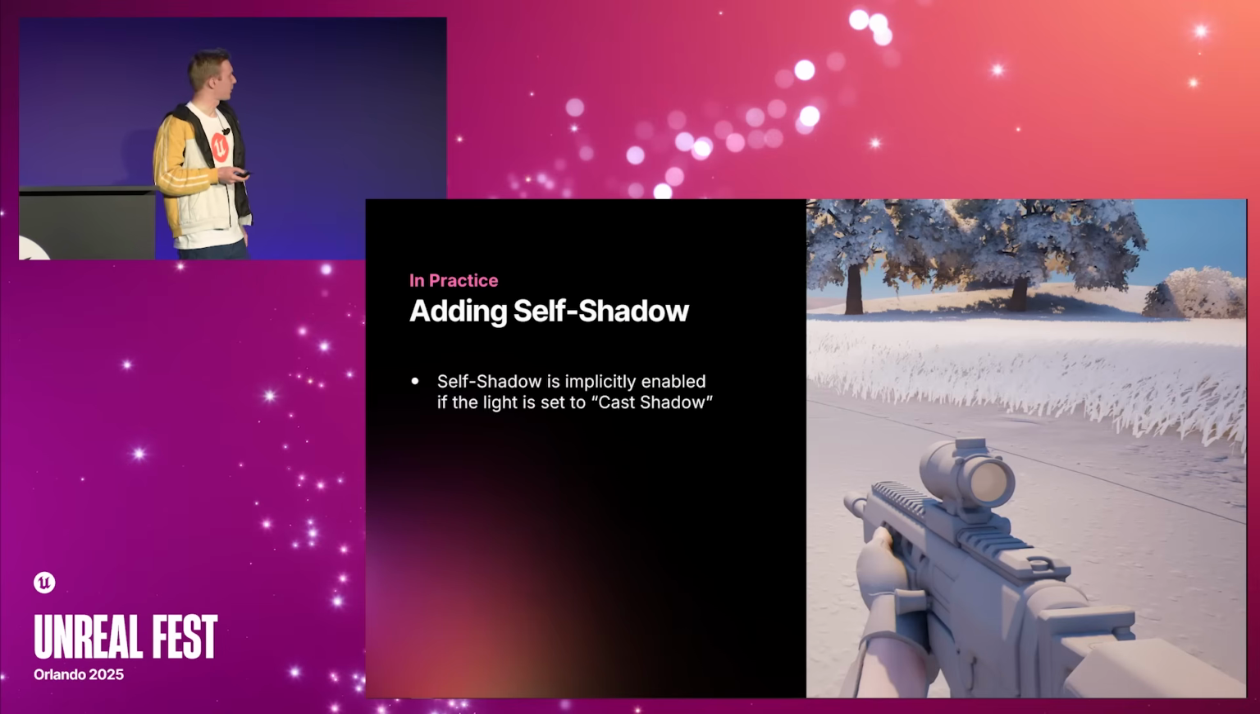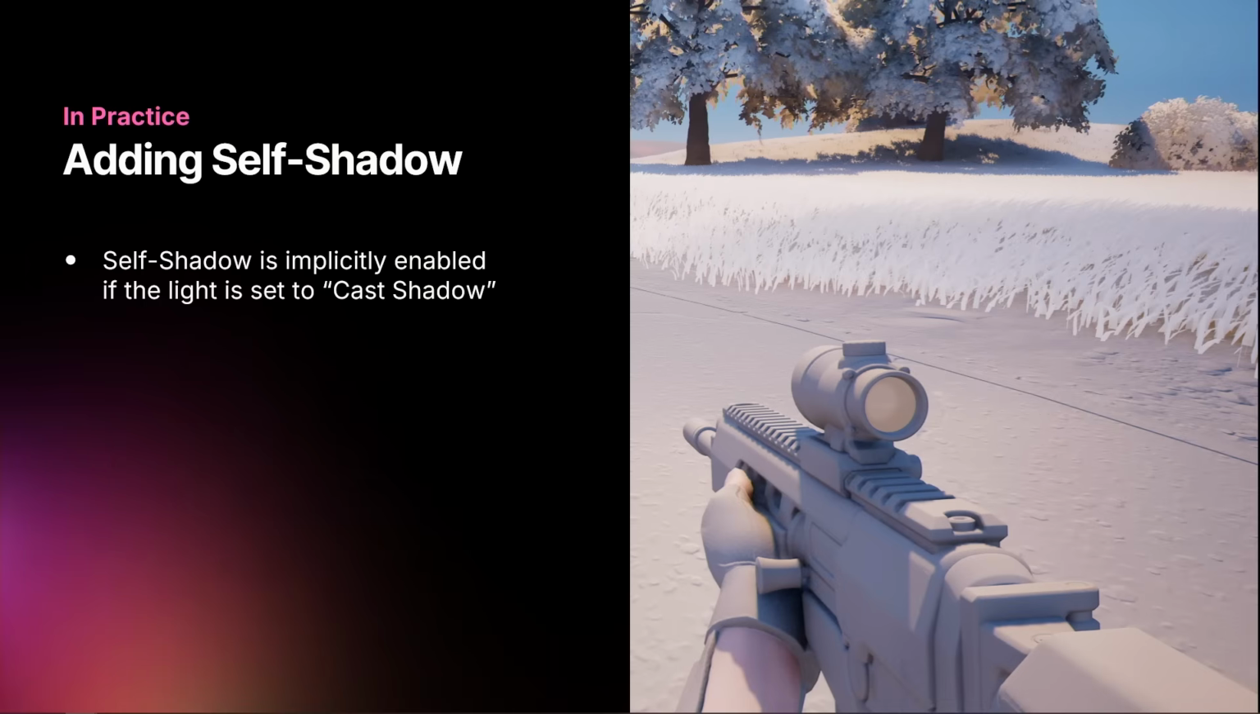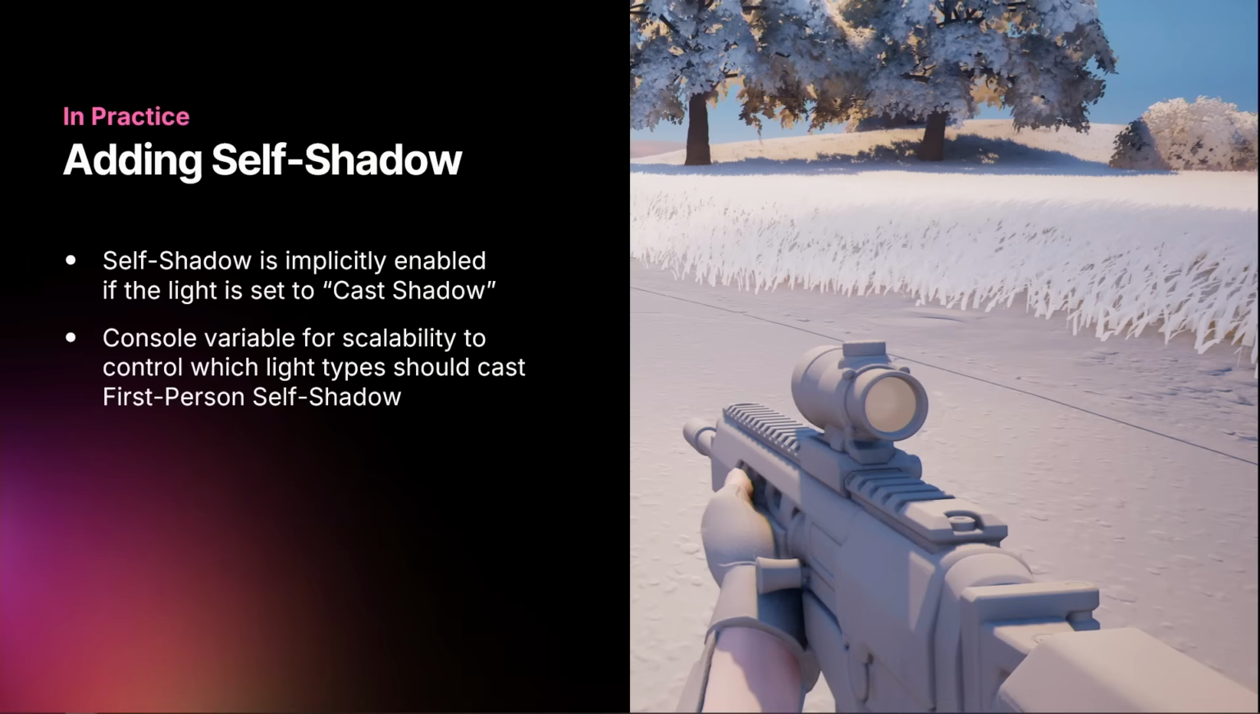Okay, adding self-shadow. So the way that works currently is it's implicitly enabled if the light is set to cast shadow. There's a console variable that you can find in the documentation for scalability, so you can control which light types should cast first-person self-shadow. And the way this works in terms of performance is lights only incur cost if they actually affect the first-person geometry. So if they effectively overlap the player, you can think of it like that.